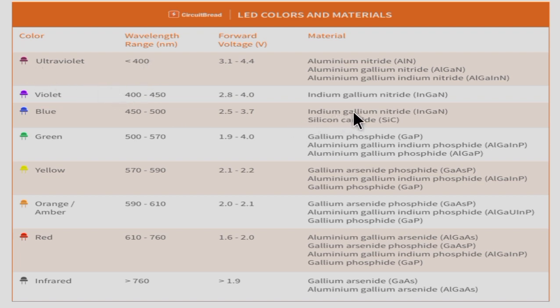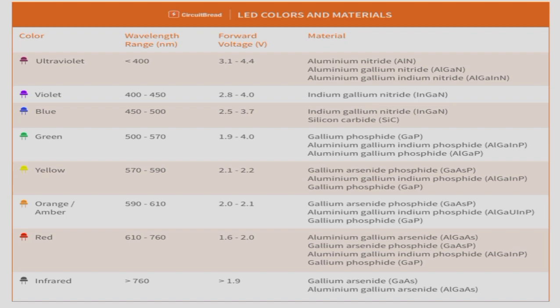For indium gallium nitride, the range is given here, and the resultant emitted photon or light will be violet, then blue, then green. Here there is a range of wavelengths, and here the varying voltage with respect to the different materials used in LEDs.